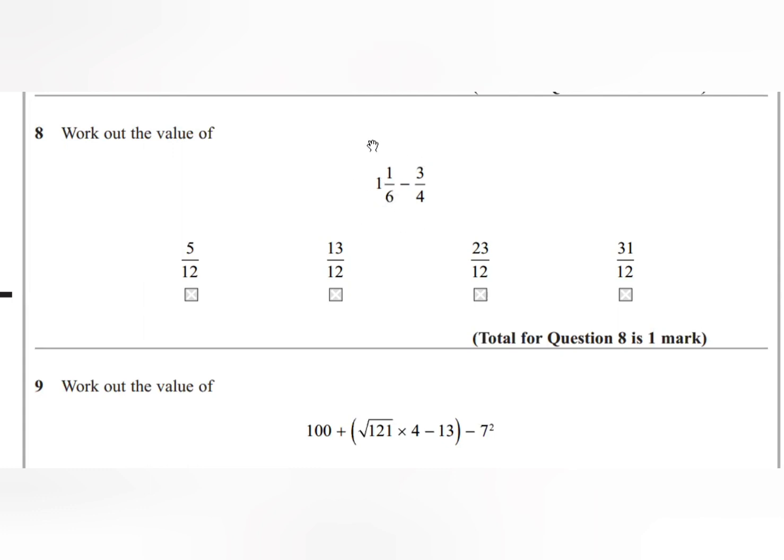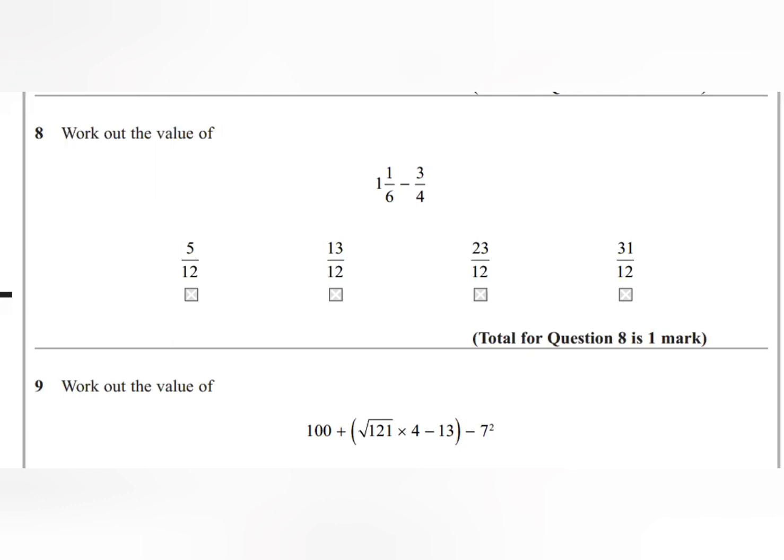First, this is a mixed number, so we have to turn it into an improper fraction, and then we're going to subtract 3/4 out of it. Now let's work on this first. Let's make it a mixed number. It's 1 and 1 over 6, so let's do it that way.